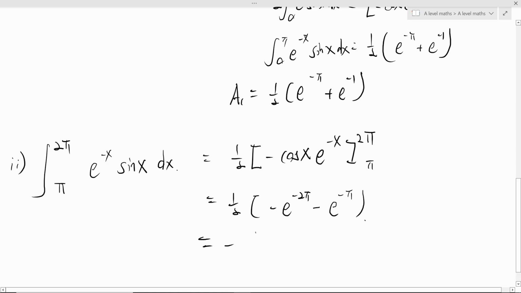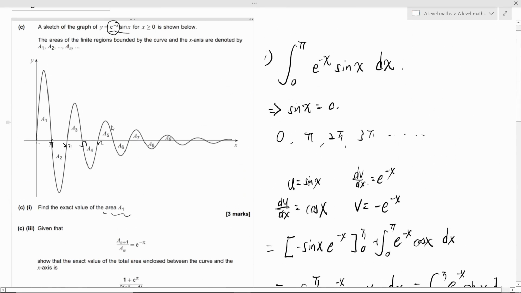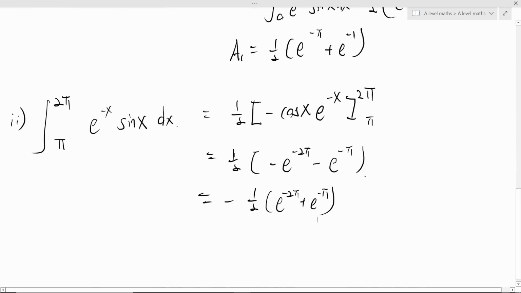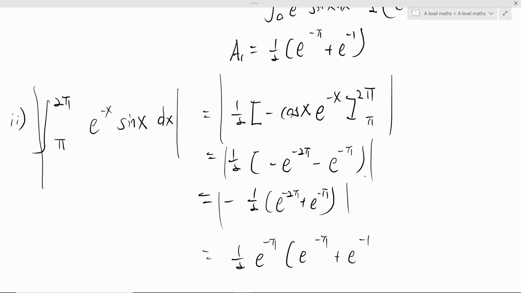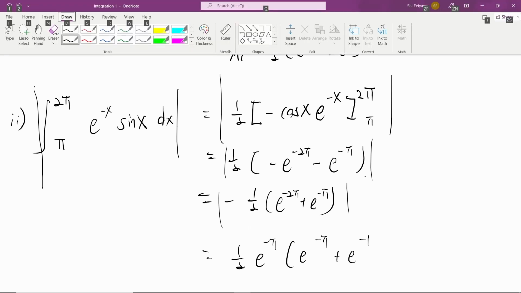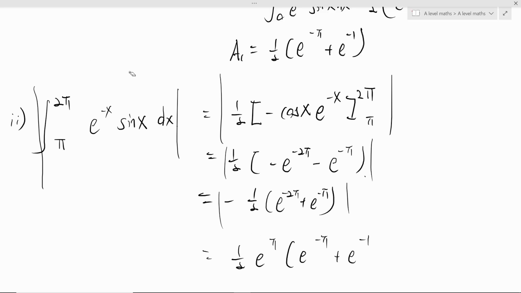And now you can see this integral is negative. Why? Because if you look at the graph, A2 is below the x-axis, so the integral must be negative. So we shall take the absolute value here. And that is equivalent to a half e to the minus pi plus e to the minus 1. Wait, I made a mistake here. It's e to the minus pi here, actually.